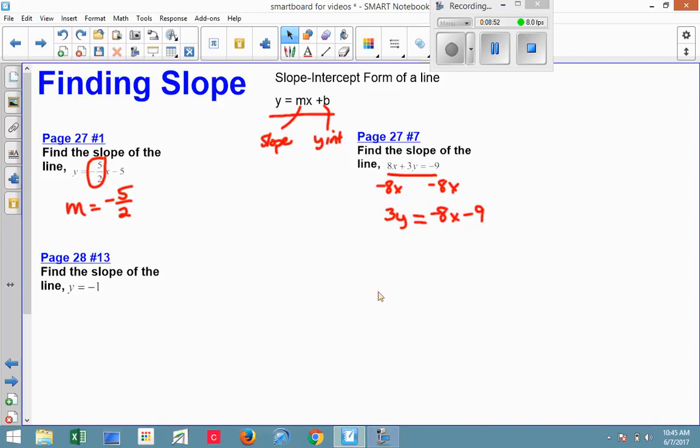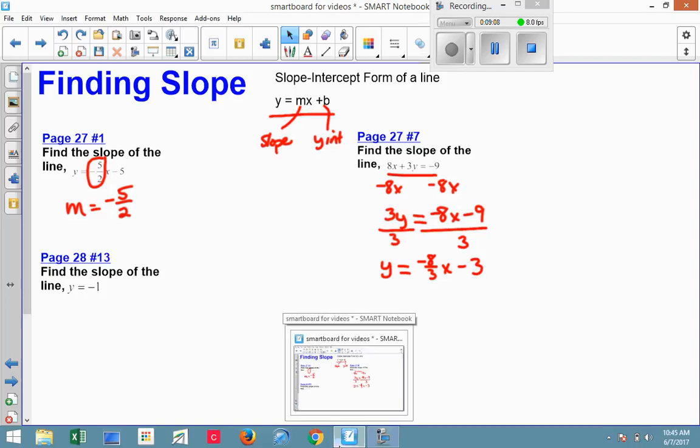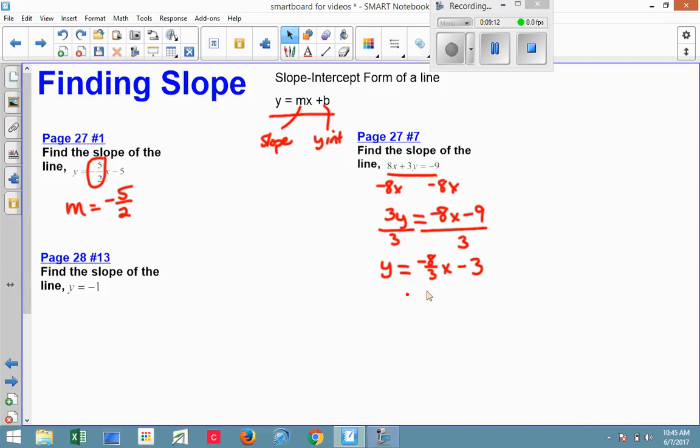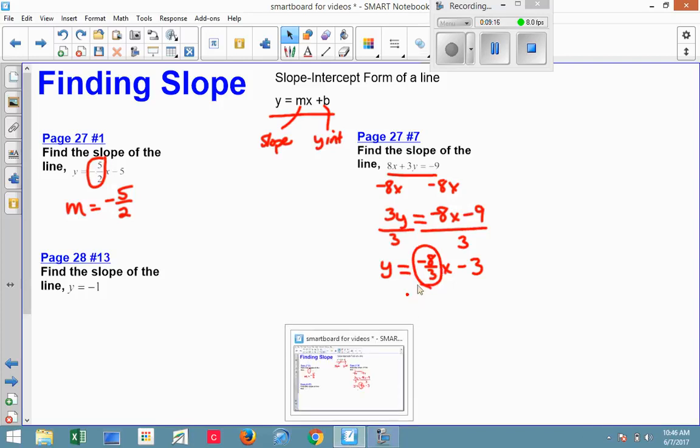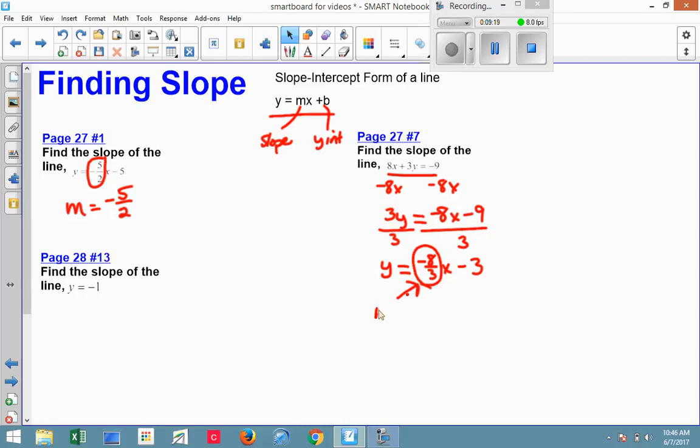And I'm almost there. I want this to say y equals. It currently says 3y, which means I need to divide both sides by 3. So that gives me y equals negative 8/3 x. And then negative 9 divided by positive 3 gives me negative 3, or minus 3. Now I have the equation in slope-intercept form. So I can identify the slope by looking at the coefficient in front of the x. Therefore, m is negative 8/3.